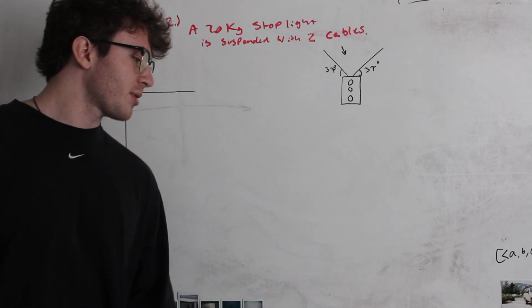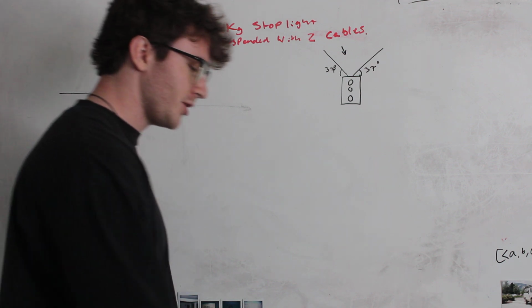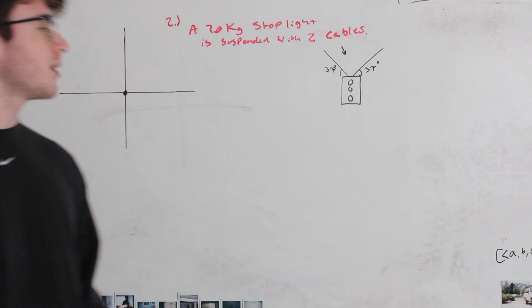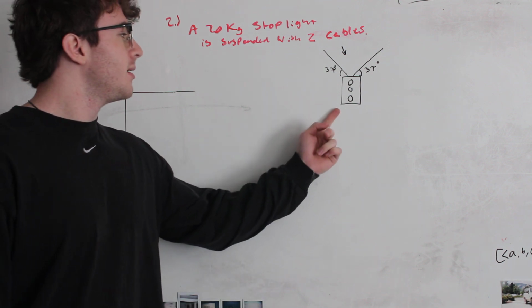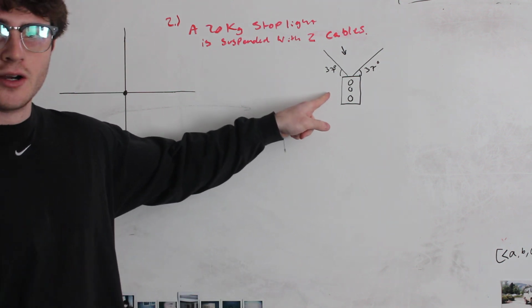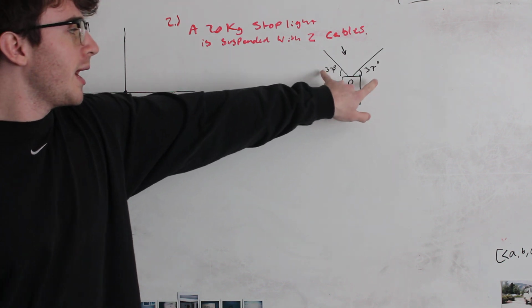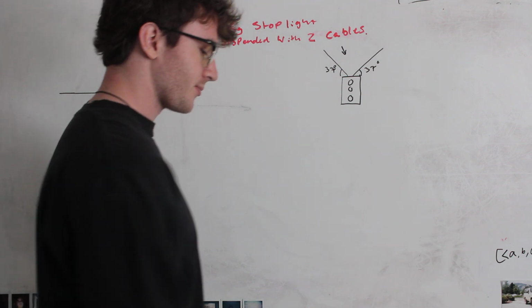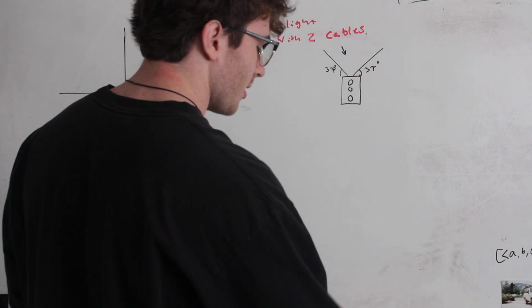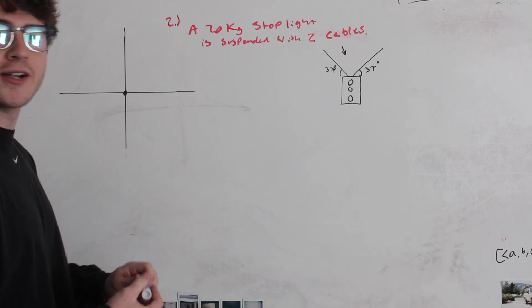So, this is problem number 2 off of our chapter 6 homework. The premise of the problem is we've got a stoplight that's hung from two equally angled tensions at 37 degrees. So let's get right into it. The first part asks for a free body diagram.